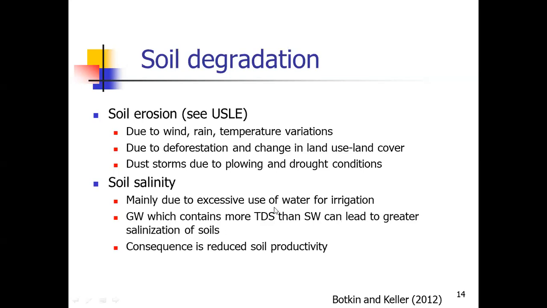Groundwater generally contains more TDS than surface water as a broad generalization, and therefore, because we are moving towards more and more groundwater-based irrigation methods instead of irrigation projects, we are going to have more and more salinization of soil. So the future, if we continue to use groundwater for irrigation, is that we're going to have lower soil productivity because of soil salinization.